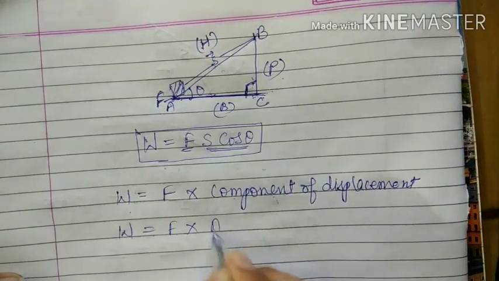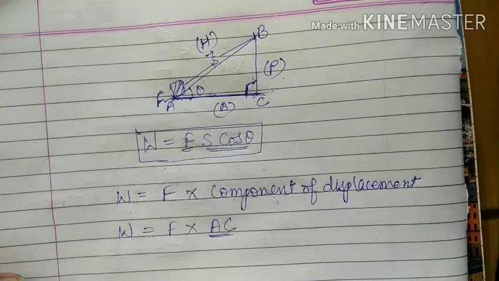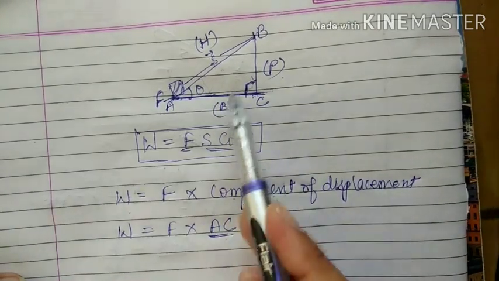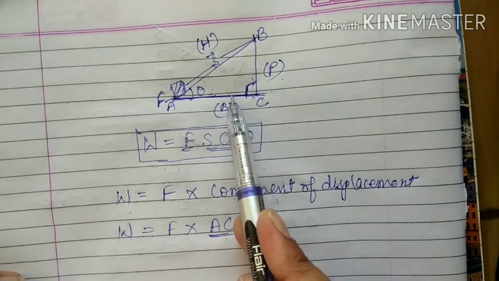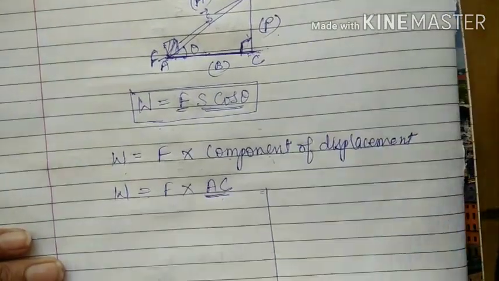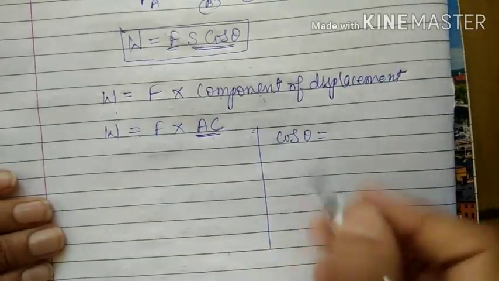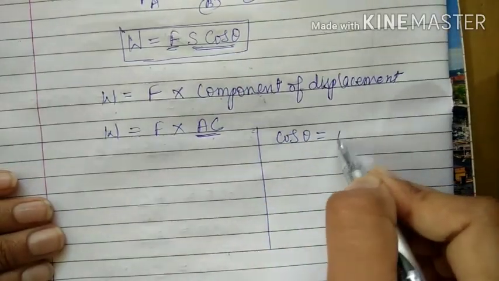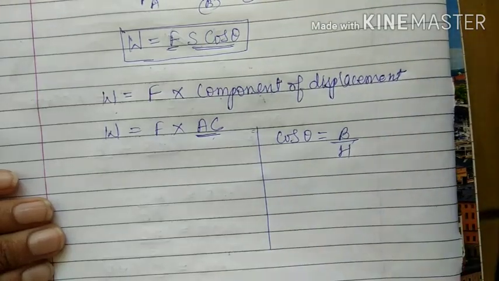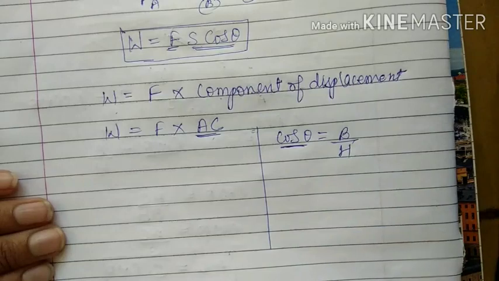So we will write AC. This we have to calculate. For this AC, from this right angle triangle, we will calculate the value of cos theta. We know that cos theta is equal to base upon hypotenuse. Now the first question is, why only cos theta?